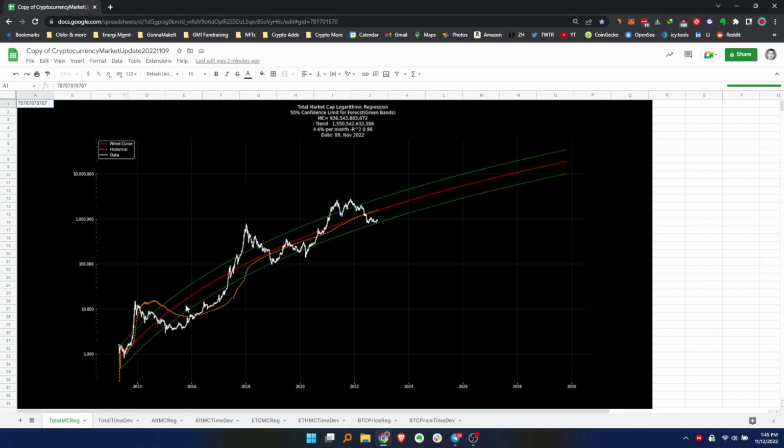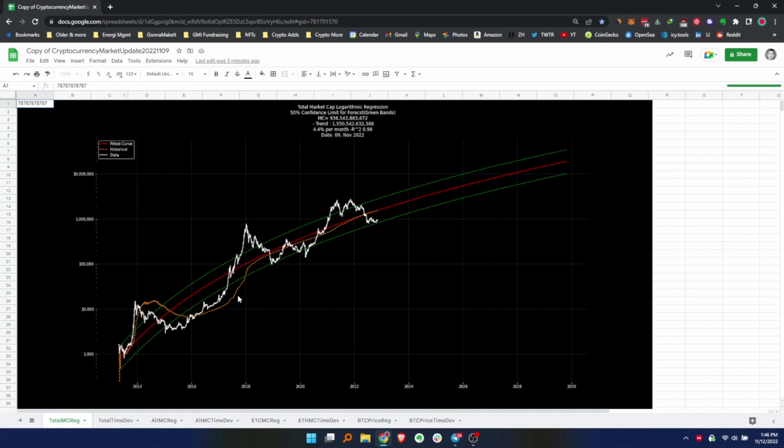So what do we have here? This is the logarithmic regression growth model of cryptocurrency, and I have a number of things. I have basically the whole market, the altcoin market, Ethereum, and Bitcoin. Just keep in mind, you guys, I had this built some years ago and put it on the side, and I realized I should just have these updated and produced for you guys. Again, I think you guys will enjoy it.